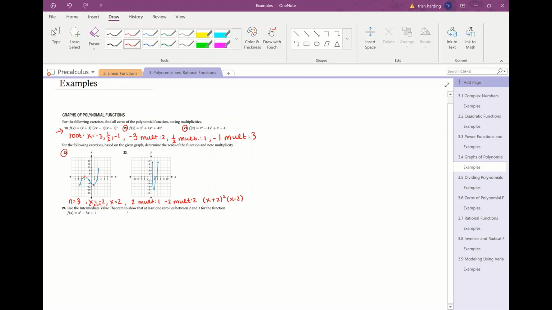So use the intermediate value theorem to show that at least one zero lies between 2 and 3 for the function f of x equals x cubed minus 5x plus 1. So I'm just going to make myself a little table. Here my x is 2, here my x is 3. So when x is 2, I'm going to get 2 cubed minus 5 times 2 plus 1. So 2 times 2 is 4, times 2 is 8, minus 10 plus 1. That gives me negative 2 plus 1 gives me negative 1.